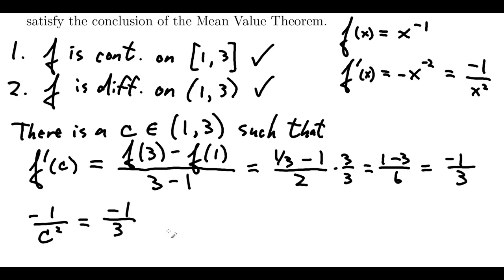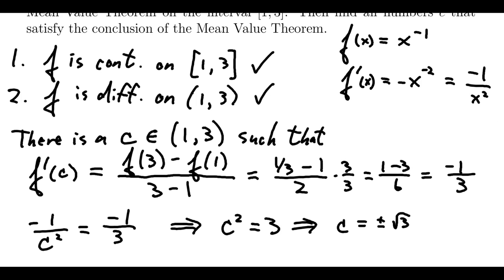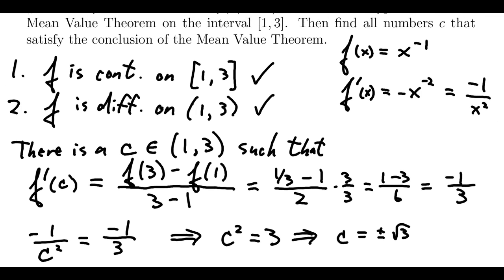If we negate both sides and take reciprocals, or equivalently you could do a cross multiplication, you find that c squared equals 3, which in turn implies that c is one of the square roots of 3. So it looks like we got two values here, which is permissible. Again, the mean value theorem tells us that we have at least one such value.